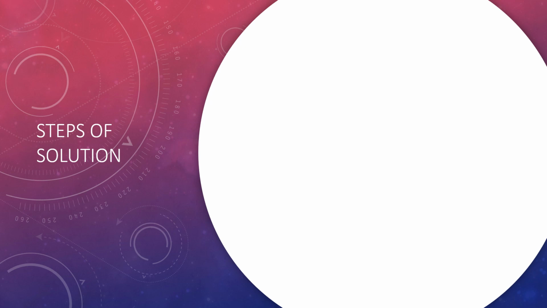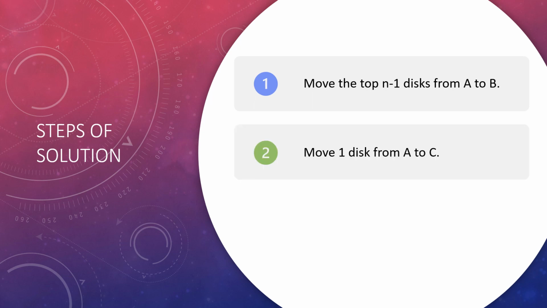Steps of solution. Step 1. Move the top n-1 disks from A to B. Step 2. Move one disk from A to C. Step 3. Move the n-1 disks that you just placed on B in step 1 to peg C.